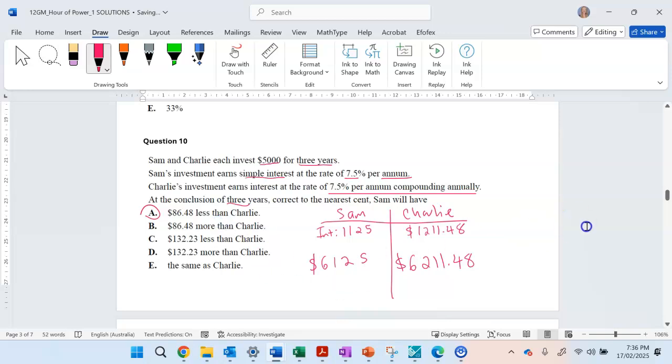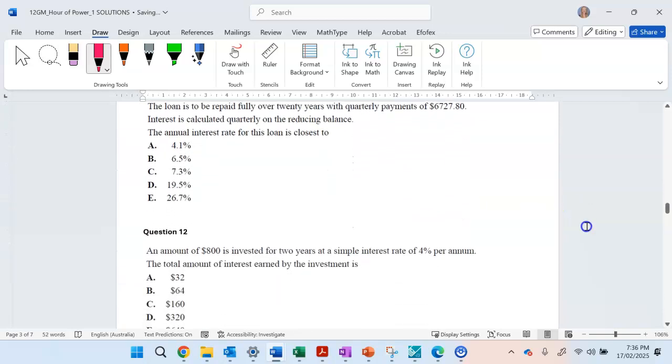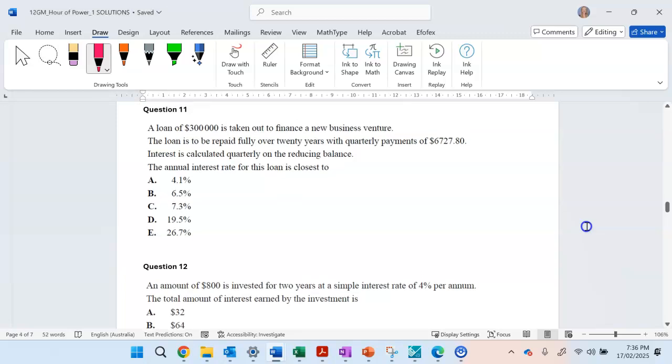All right, moving along. Question 11, a loan of $300,000 is taken out to finance a new business venture. So we've got a loan. The loan is to be repaid fully over 20 years with quarterly payments of that amount. Interest is calculated quarterly on the reducing balance, the annual interest rate. So this should be a straightforward question.